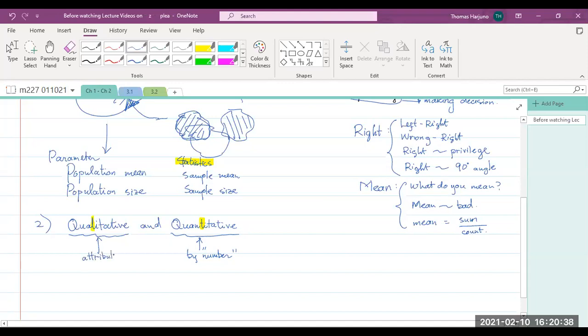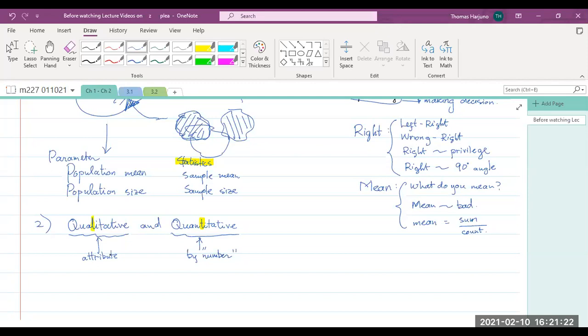Now, why do we need to be able to distinguish this? It's actually not too hard to distinguish. For example, the following is qualitative: car brands, the brands of cars, Toyota, Honda, Mitsubishi, BMW, Mercedes-Benz, Porsche. Basically qualitative because we cannot add them. You cannot say, what is the average of BMW and Honda? You cannot add BMW plus Honda divided by 2. No, you cannot do that, right?